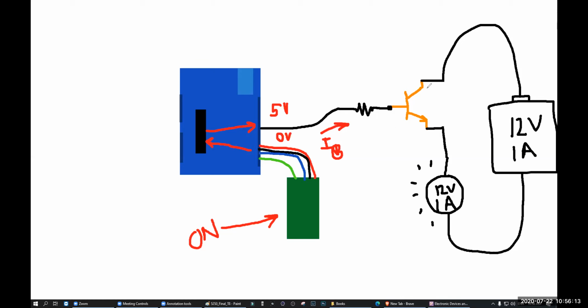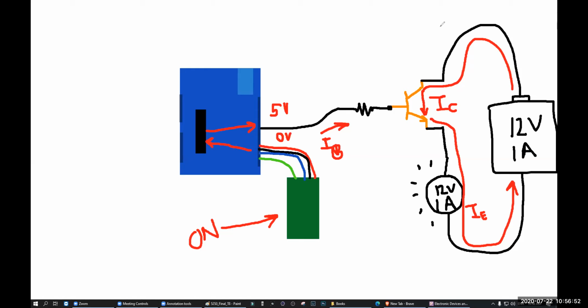If there is an IB, what will happen? IC will flow. Understand? If IB is there, IC will flow. If IB is not there, IC will not flow. What is IC actually? IC actually is this current, right? Okay. What is this current? Can anyone say? This is IE, right?